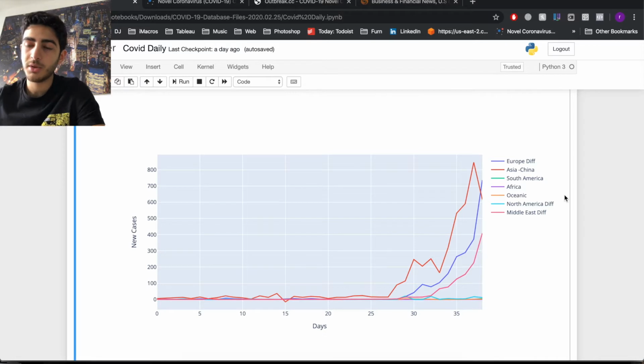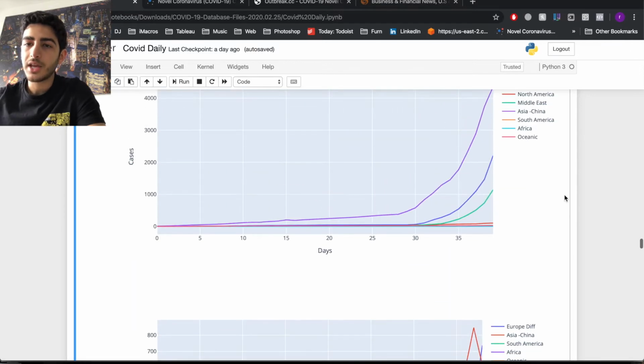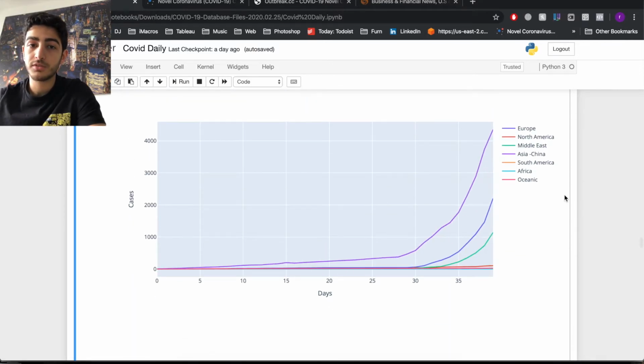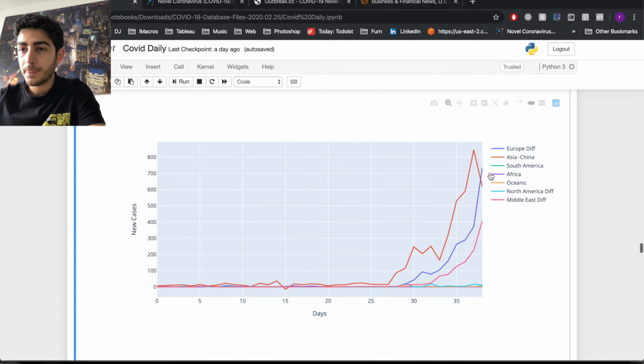This thing is a bit more interesting. What's most interesting here is the volatility. It's not rising as steadily as we've seen with the number of total cases. But here we see in Asia, minus China, there's a decrease in number of new cases. It's still all above 0, which is very important. It means that the total number of cases is not decreasing.